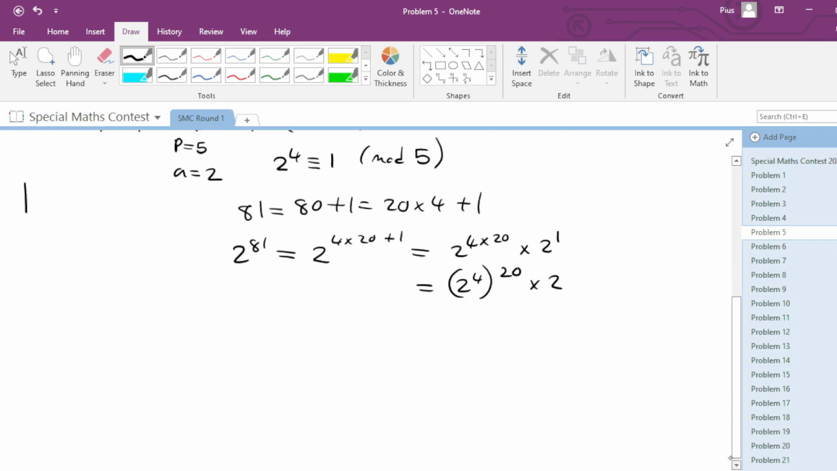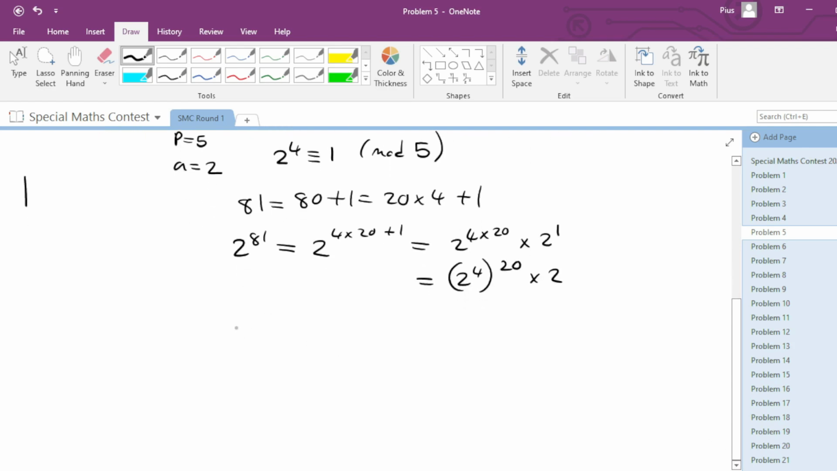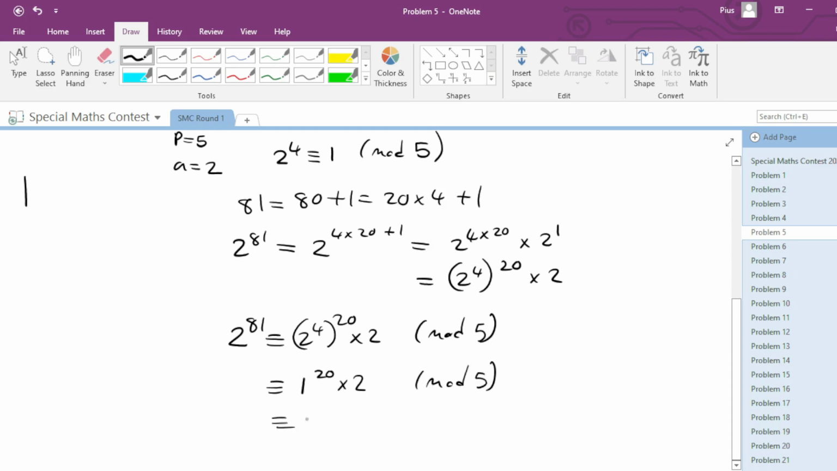Okay, so now we can go ahead with our congruency. So this is congruent to 2 raised to the power 4, raised to the power 20, times 2. So from modular arithmetic, we can simplify this number. At the base, we can take it mod 5, which we already know from Fermat's little theorem is 1, raised to the power 20. So this is where we make use of that. And we're just left with the number 2 when we multiply it out. So this means that the remainder when divided by 5 is 2.